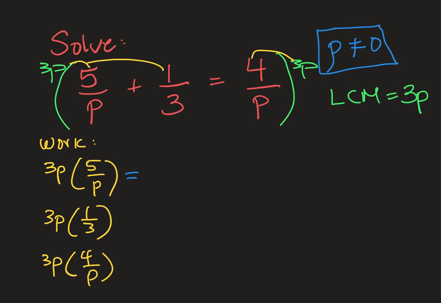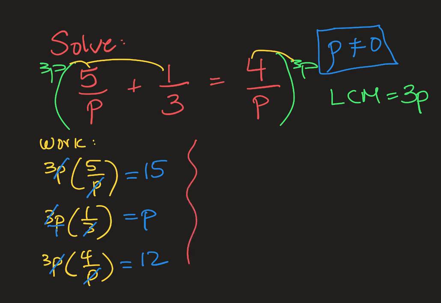Okay, so in the first one, when I do 3p times 5 over p, my p's cross cancel. P over p is 1, and what I'm left with is a 15. And in the next one, remember, it's 3p, which is really 3p over 1. So the 3 cross cancels with the 3, and we end up with a p there. P times 1, which is just p. That's all that's left with that expression. And then the last one, we have p over p that cross cancels. So what we have left here is 3 times 4, which gives me a 12.